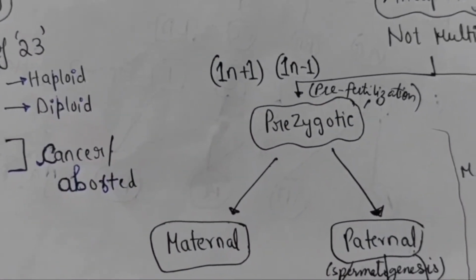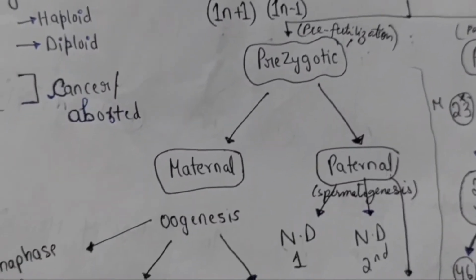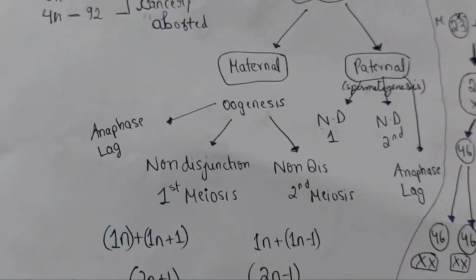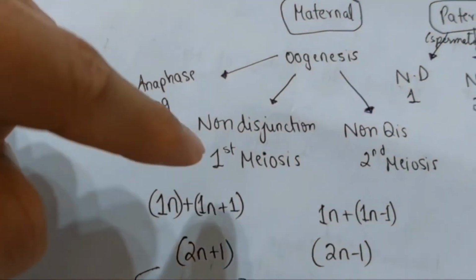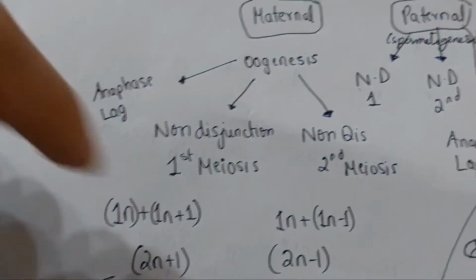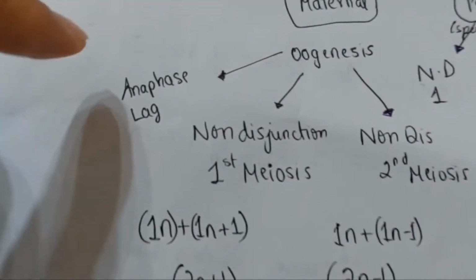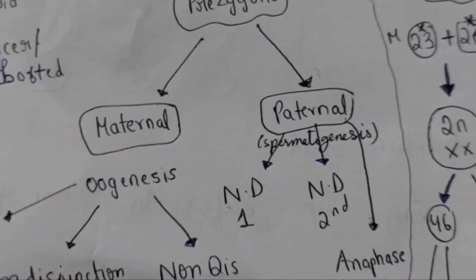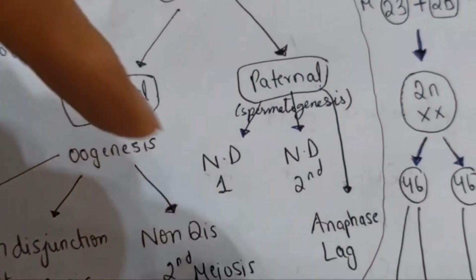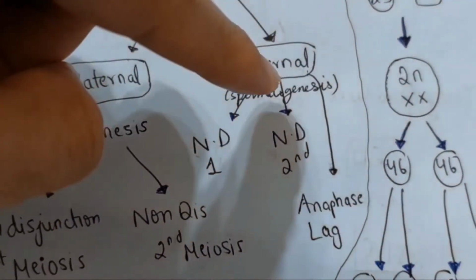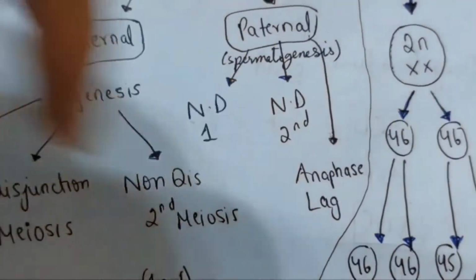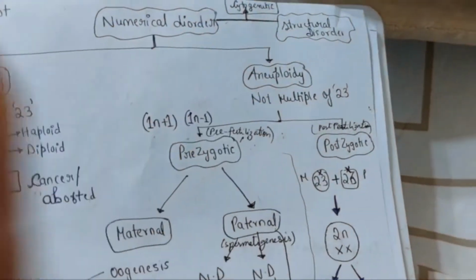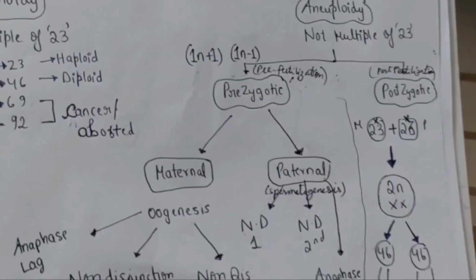So for pre-zygotic or pre-fertilization aneuploidy, the cause is either a maternal germ cell defect or a paternal germ cell defect. If there's a defect in the maternal germ cell, that means there is a defect in oogenesis, and that can be due to non-disjunction during the first meiotic stage, non-disjunction during the second meiotic stage, or anaphase lag. The same goes for paternal germ cell defect, that is a defect in spermatogenesis. That can be caused by non-disjunction during the first stage of meiosis, non-disjunction during the second stage of meiosis, or anaphase lag.